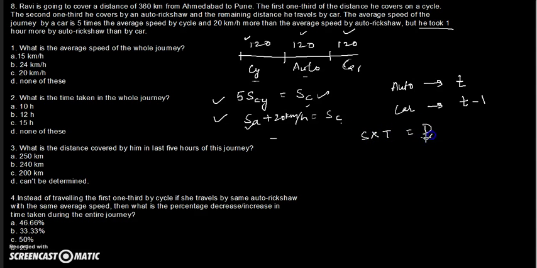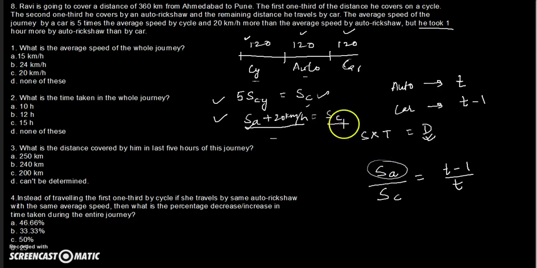Since the distance is the same, speed will be inversely proportional to the time taken, right? If the speed of the auto is SA and speed of the car is SC, then the ratio will be equal to the reciprocal of the time taken. Auto takes t. This is the value we are looking for, correct? And now we have also been given speed of the auto plus 20 kilometers per hour is the speed of the car. So you can replace the speed of the auto variable with that of the car.